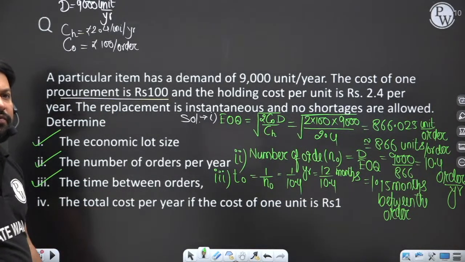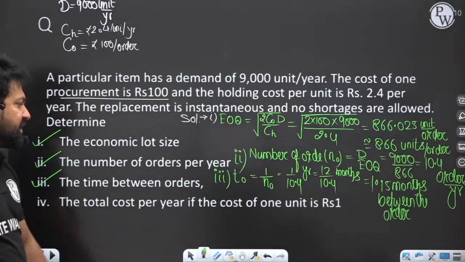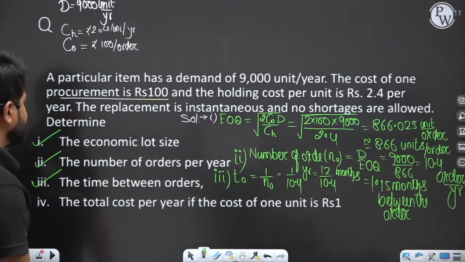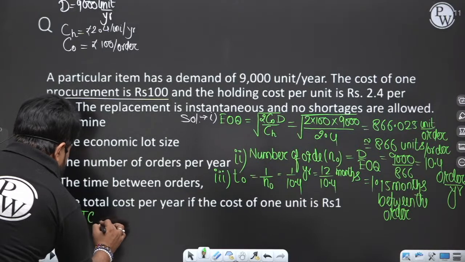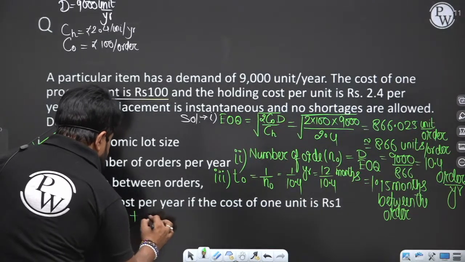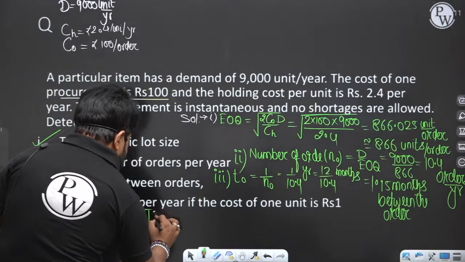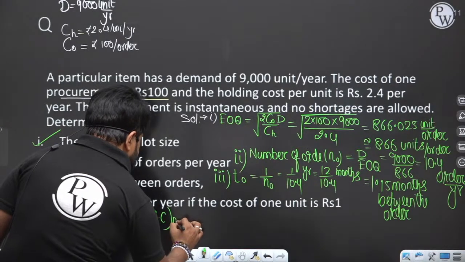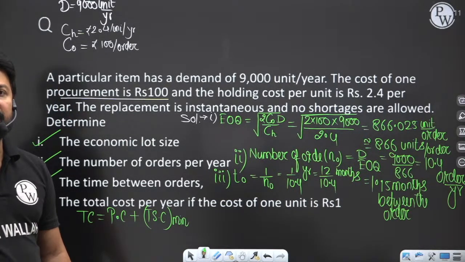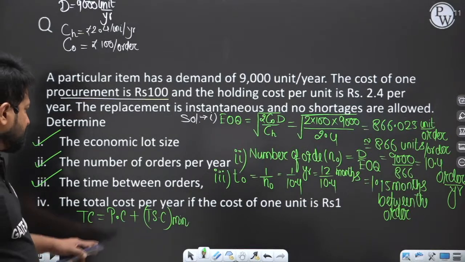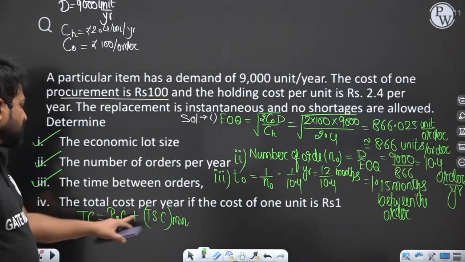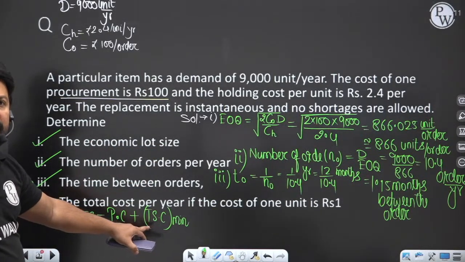Now the fourth part says the total cost per year if the cost of 1 unit is 1 rupee. So what will be the total cost? My dear, the total cost is equal to your purchasing cost plus total stocking cost. Because you are using the economic lot size, the minimum total stocking cost will depend on your economic quantity.